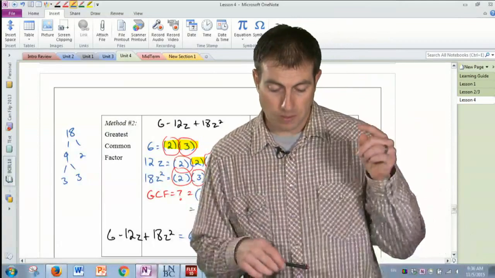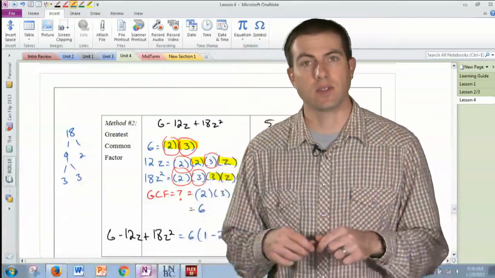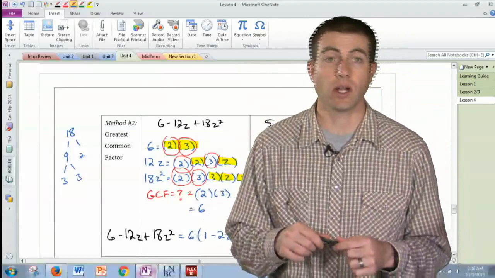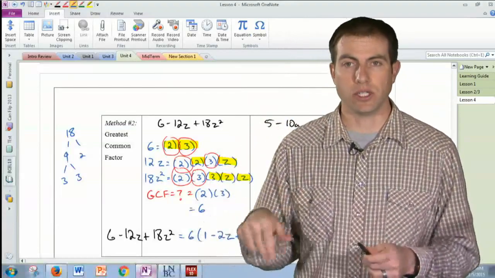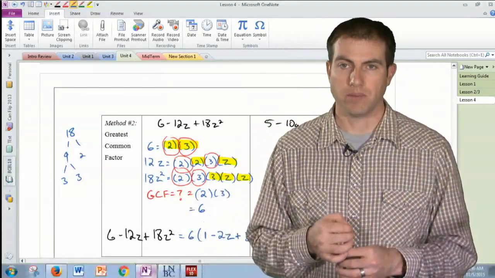So maybe I'll do the second part of this, the 5 minus 10a minus 5a squared, and then after I've done that, I can go and check. I'll check them both at the bottom.